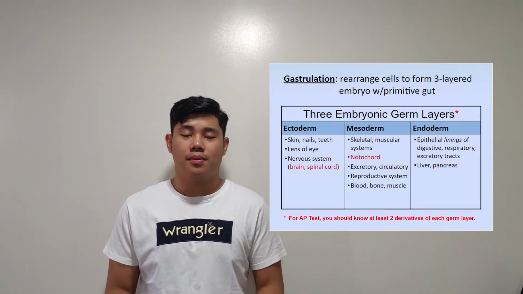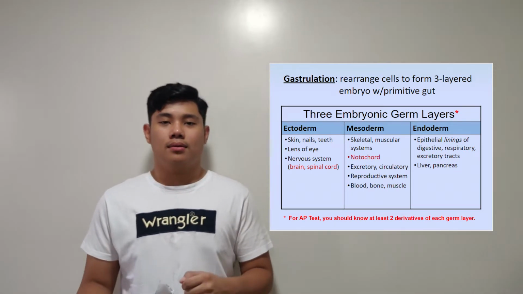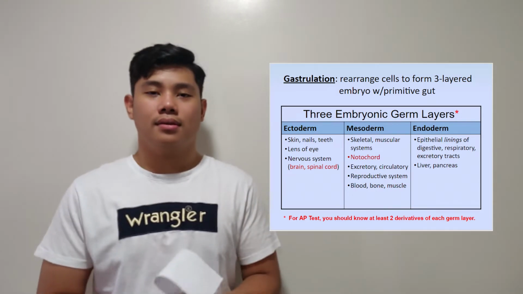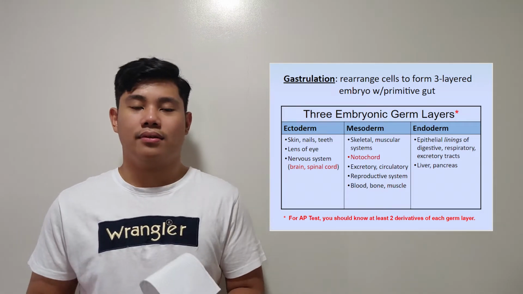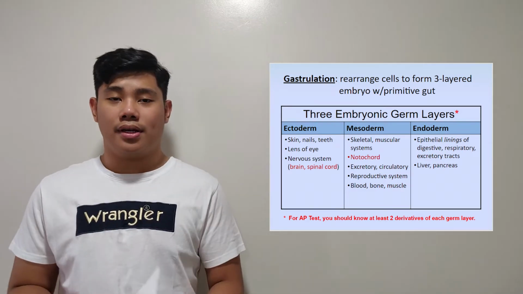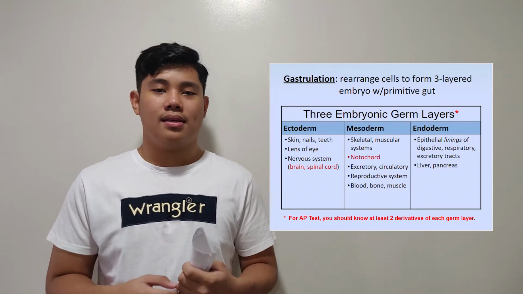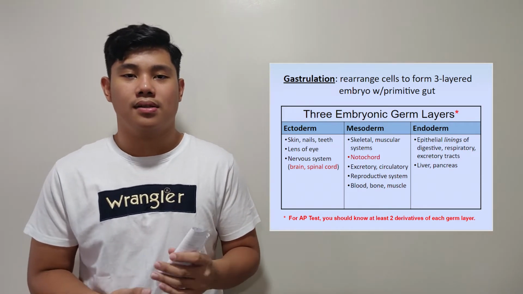Gastrulation is the process by which a gastrula forms from a blastula. A gastrula has 3 embryonic germ layers: ectoderm as the outer layer, mesoderm as the middle layer, and endoderm as the innermost layer. In this table, you can see the parts that come from each layer.